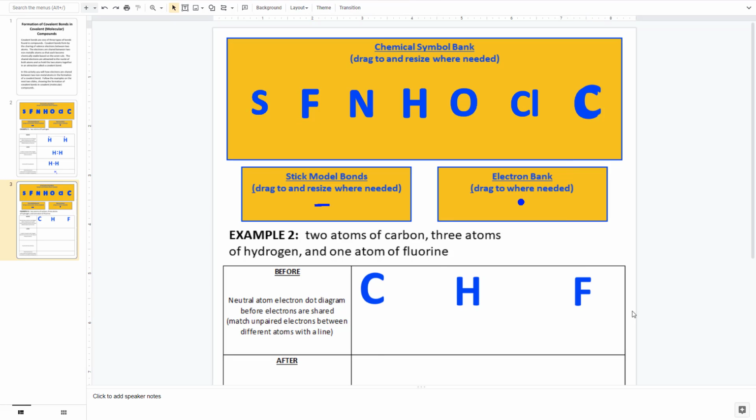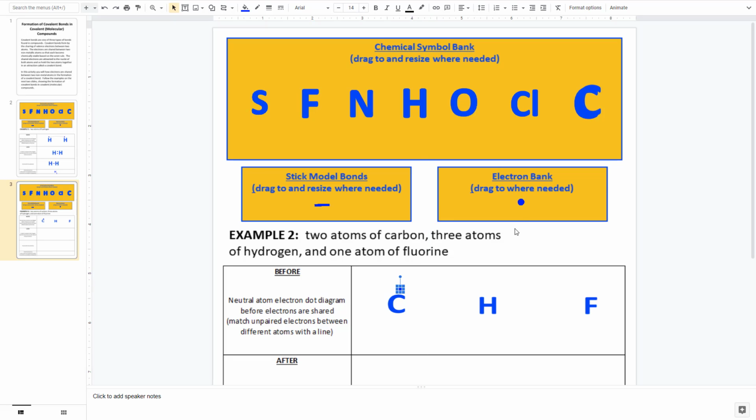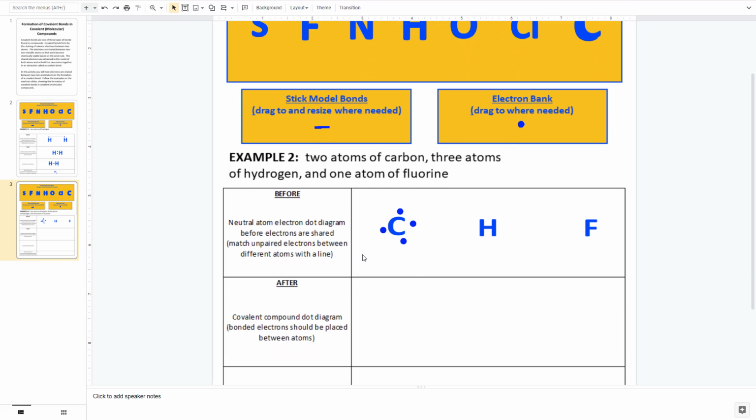But these are kind of large to fit in this space. What you can do is highlight them and reduce them. Now it's not going to keep the aspect ratio when you do this in this particular program, but you can make sure they look kind of good, and then you can drag them around. Now carbon has 1, 2, these might be a little big here, 3, 4 electrons around it, right? Okay, and they're all unpaired.